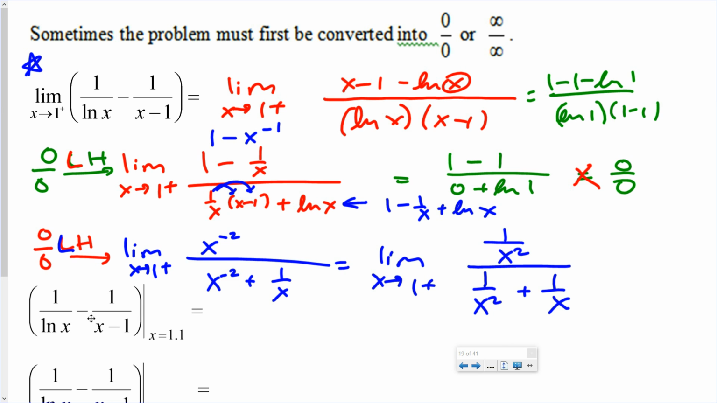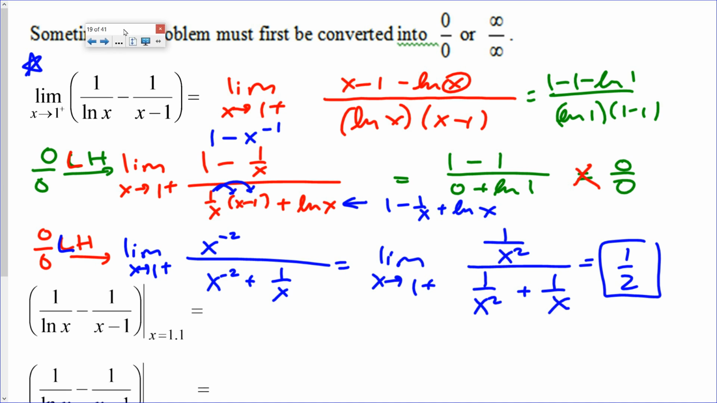Something beautiful happens. I mean, it's so beautiful, it makes you want to sing. What happens when you plug in 1? Did you get 1/2? That is your answer. Okay, so such an ugly problem, but look how beautiful the answer is. Look at that. Babies turn out like that too.